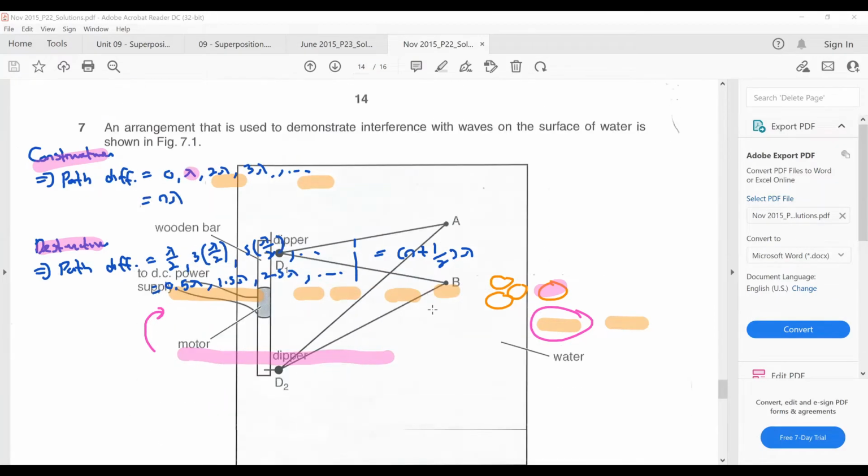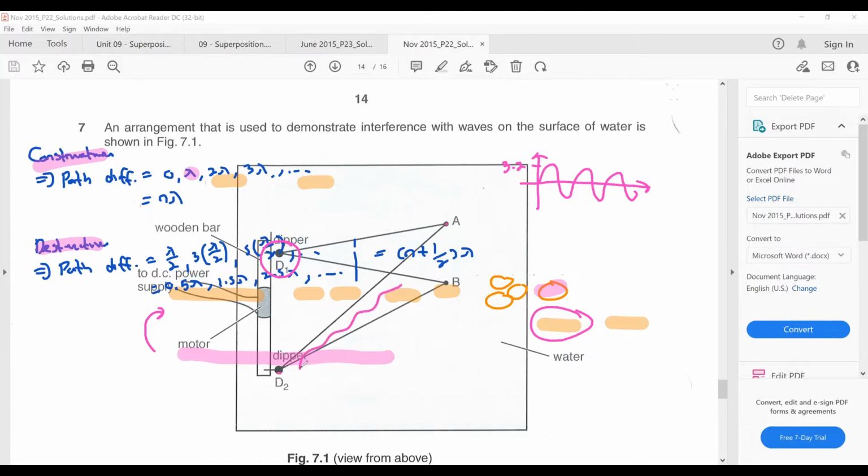You see at point A, the wave from D1 will be like this. It will have an amplitude of 3.2 millimeter. I know D1 will arrive at point A first. D2 will arrive much later than D1, but it will arrive one wavelength later.